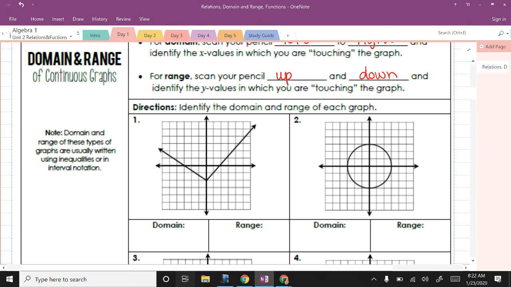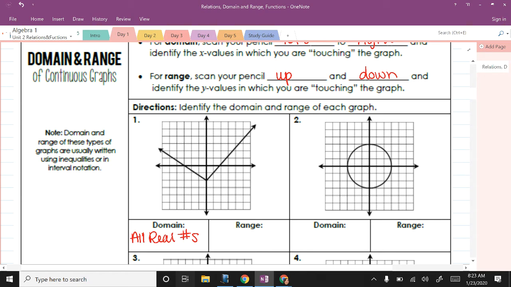So, domain. This graph right here. We're looking at the X's, so from left to right. You see how I have arrows going in both directions? Y'all see that? So that domain is going to infinity in both directions. That is going to be all real numbers. If it's going both ways, you're going to write all real numbers, and you can write the little hashtag sign for numbers. Now the domain for number 1 is all real numbers, because it's got arrows pointing in both directions. Left to right, it's going out forever.